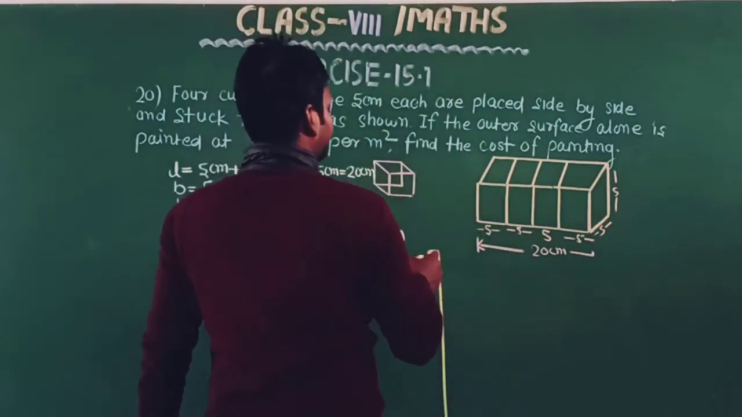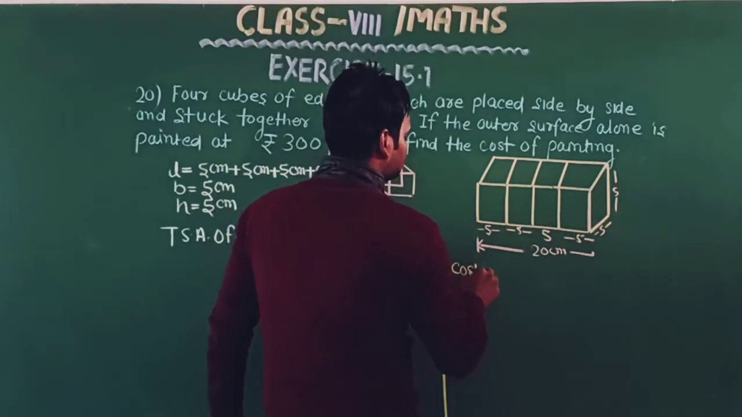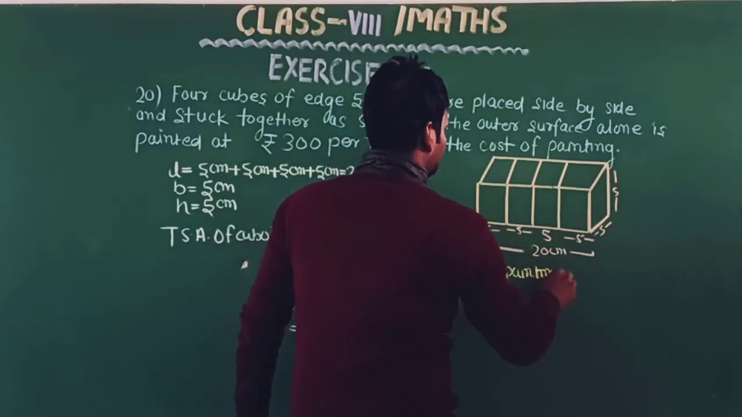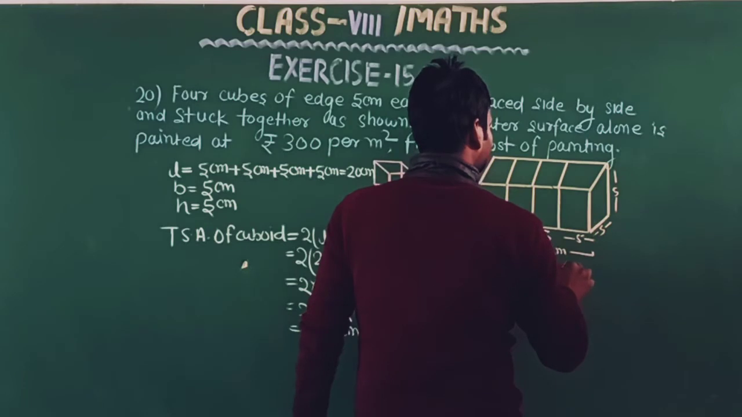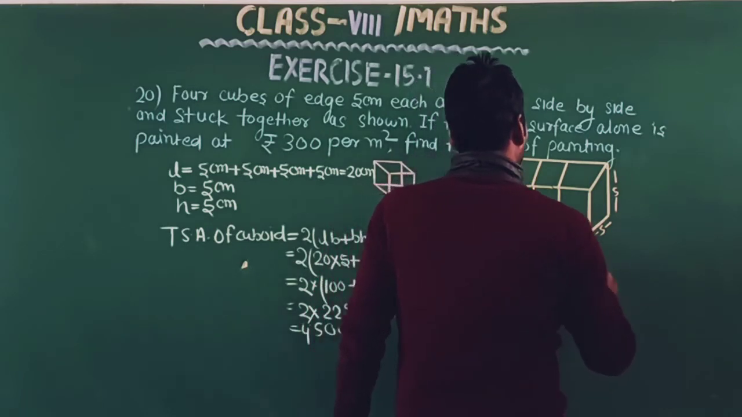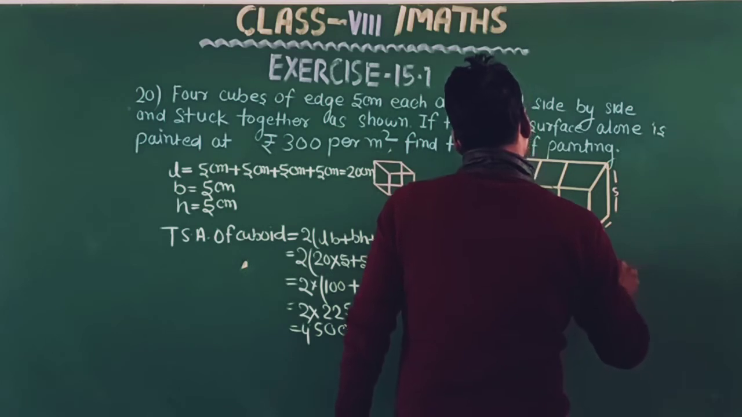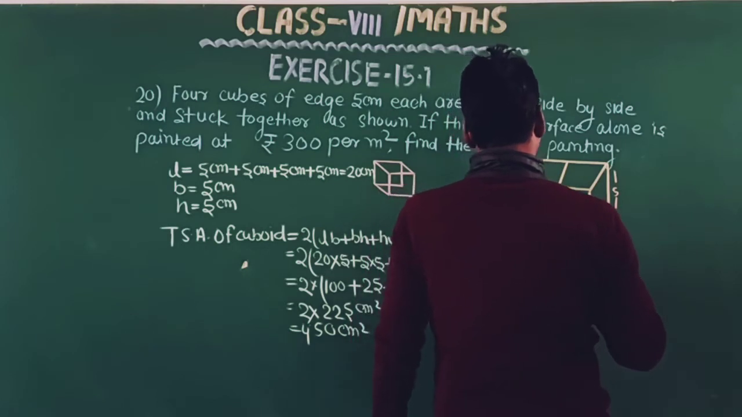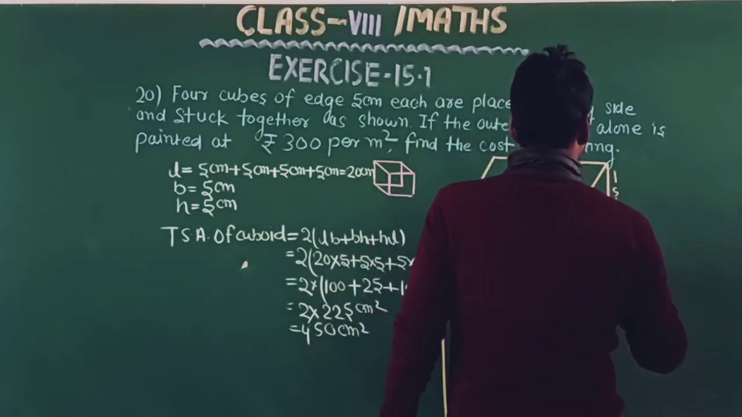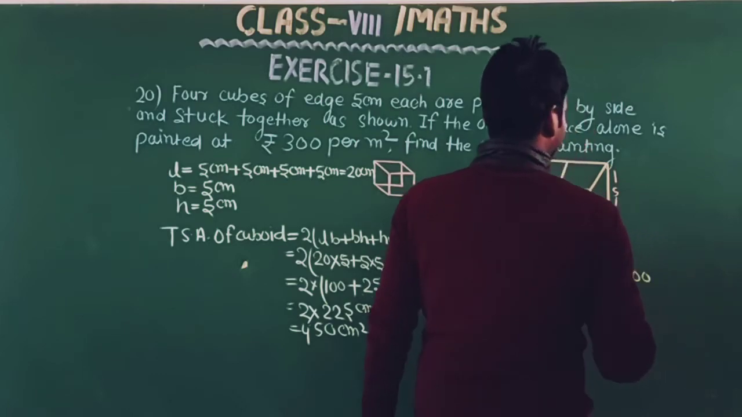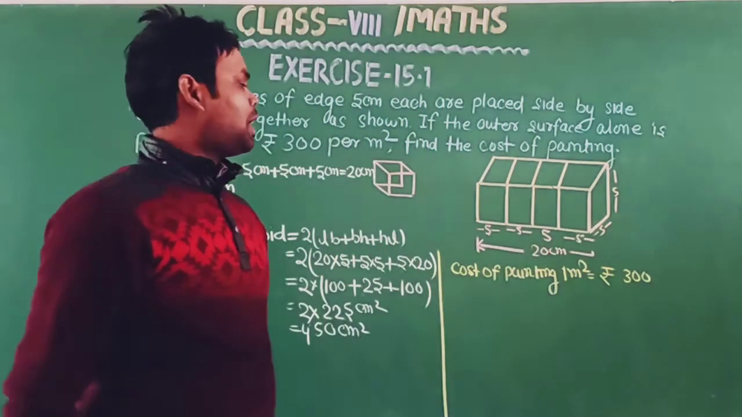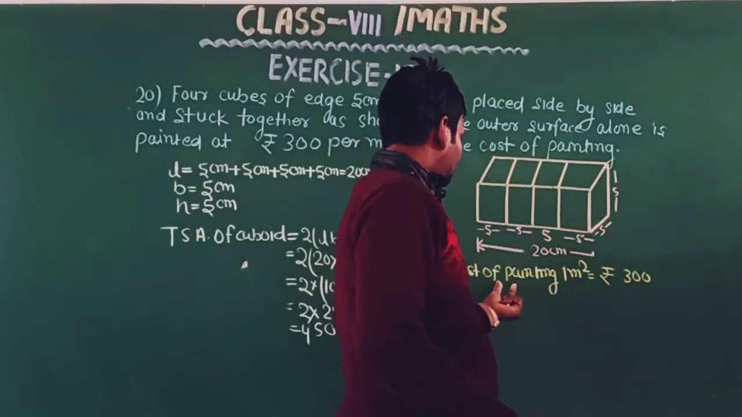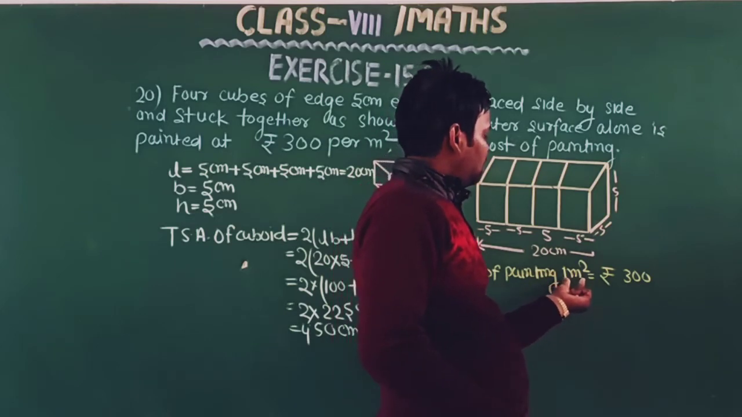We want to paint this area, and it is also given the cost of painting 1 meter square is equal to rupees 300. So here the cost of painting is given per 1 meter square.